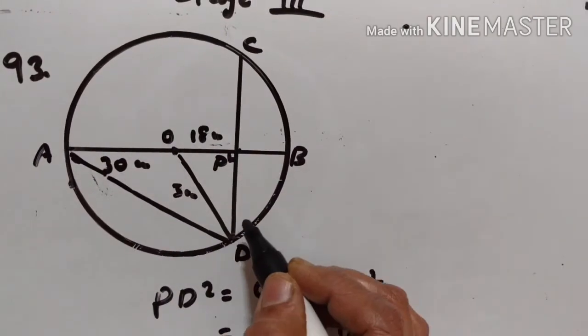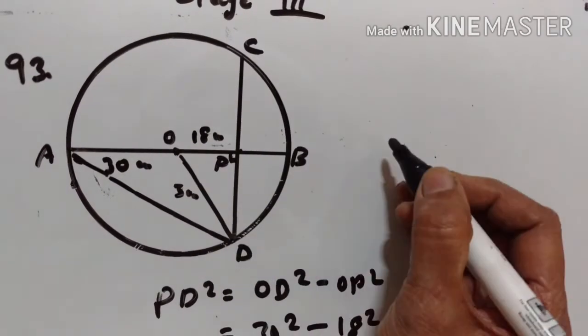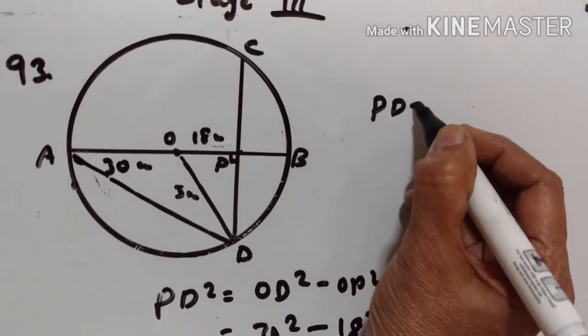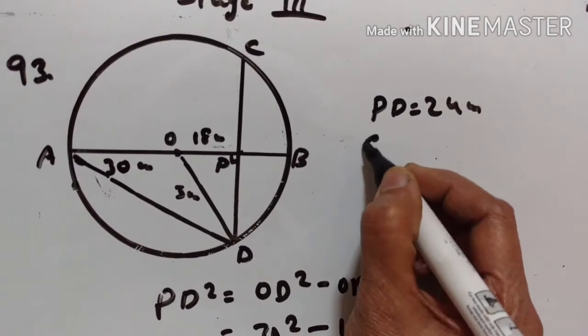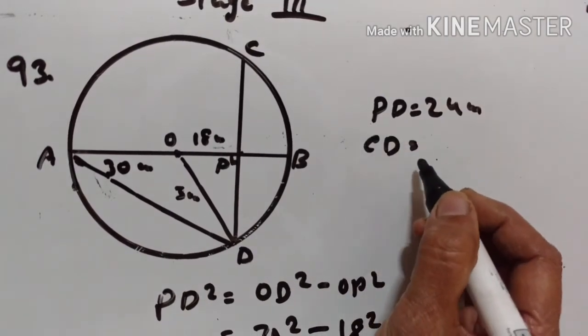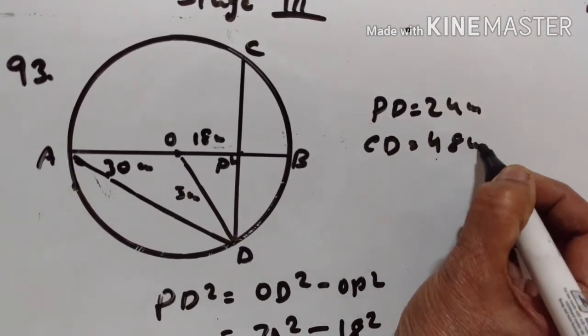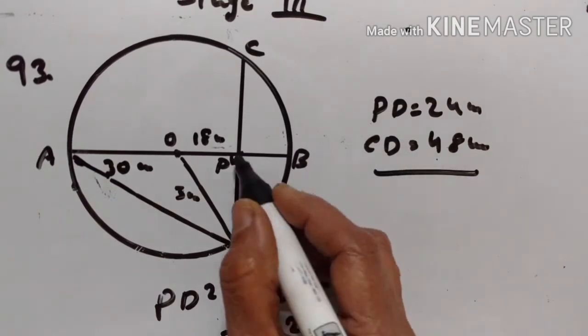If PD is 24 centimeter, then CD is equal to what? CD is equal to 48 centimeter, because PD is half of CD.